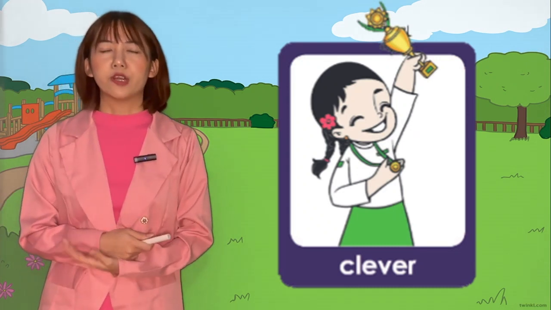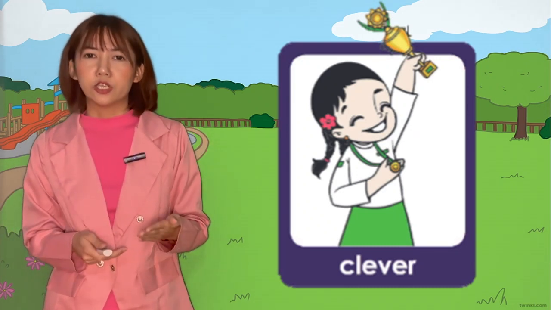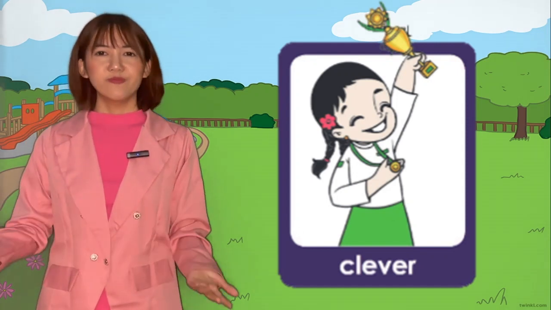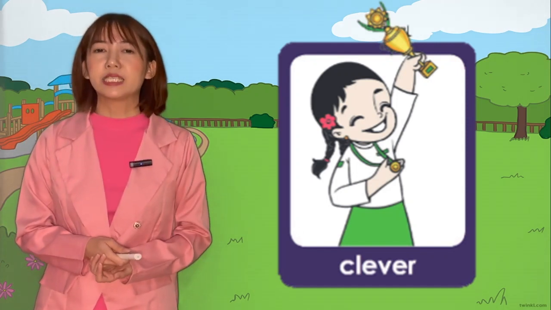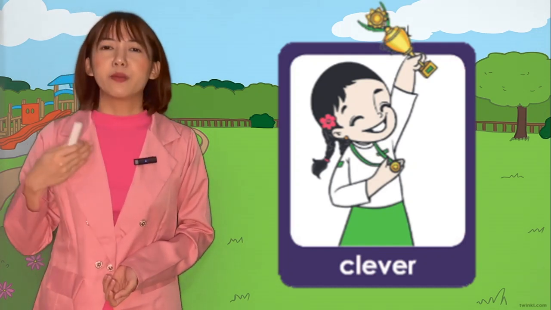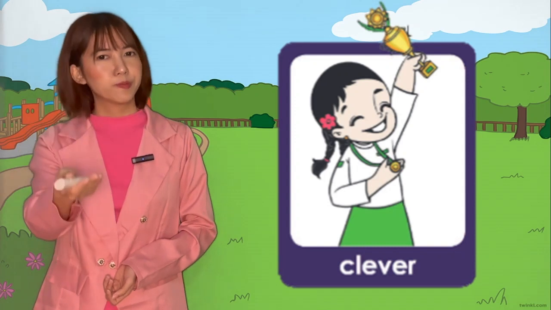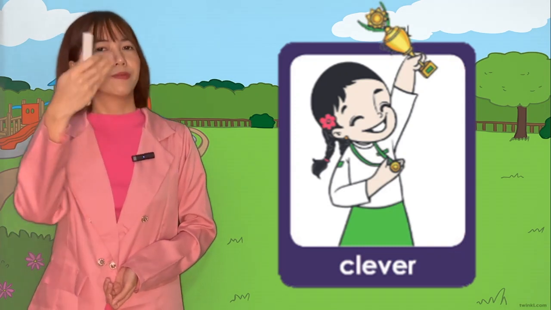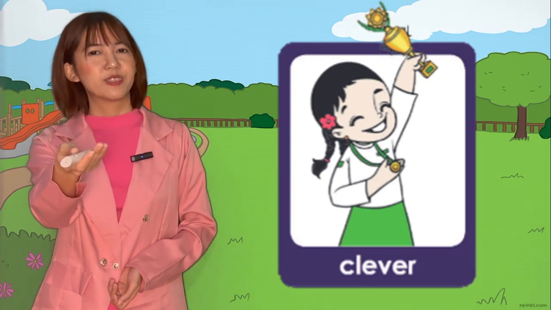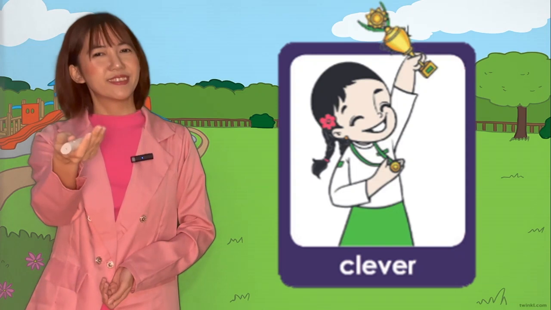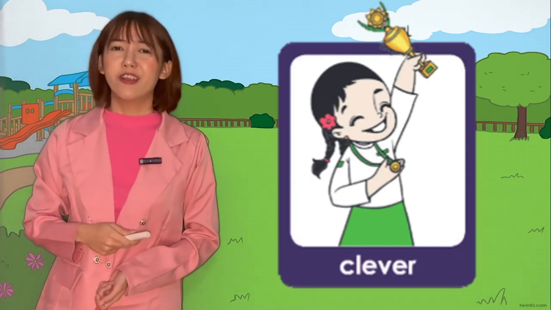She is clever. This is my sister. She is clever. This is my sister. She is clever. This is my brother. He is clever. This is my sister. She is clever. This is my brother. He is clever. Very good.